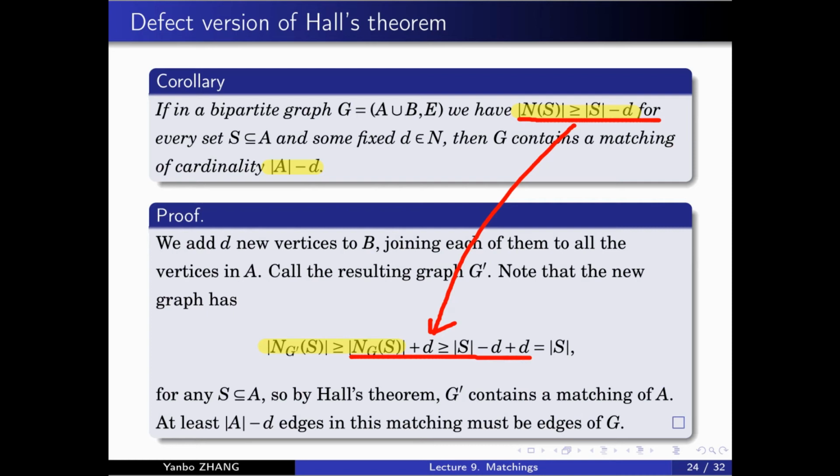So by Hall's theorem, the new graph G prime contains a matching covering A. Because G prime has D more vertices than G, in this matching at least |A| minus D edges must be edges of G. So G contains a matching of cardinality |A| minus D. The proof is done.